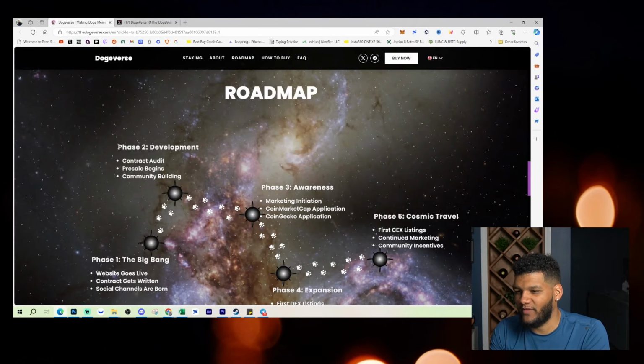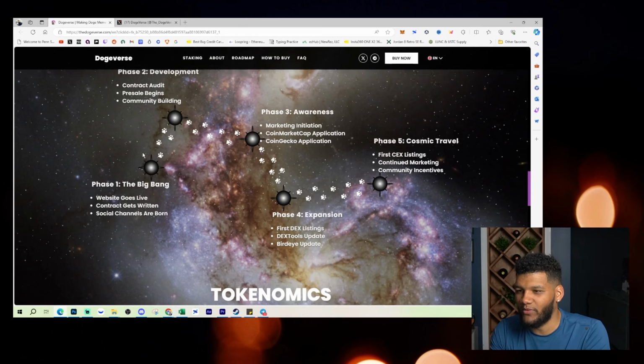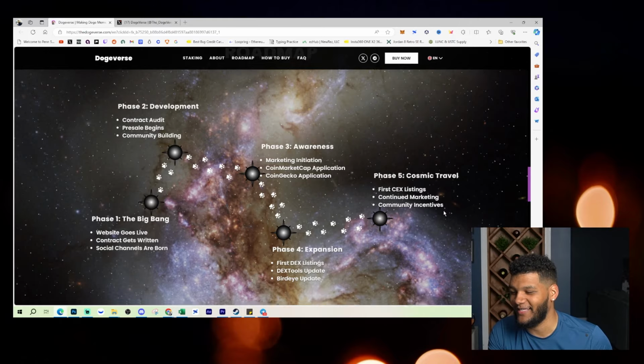Roadmap. So they have phase two, which would be the development phase. Phase three would be awareness. They do have phase one. Sorry, let me go in line here. Phase one, the big bang: website goes live, contract gets written, social channels are born. Phase two, contract audit, pre-sale begins, community building. Phase three, awareness, market cap application, CoinGecko application. Phase four is expansion. You see first DEX listing, DEXTools update, BirdEye update. You have phase five, cosmic travel, first CEX listing, continued marketing, community incentive.